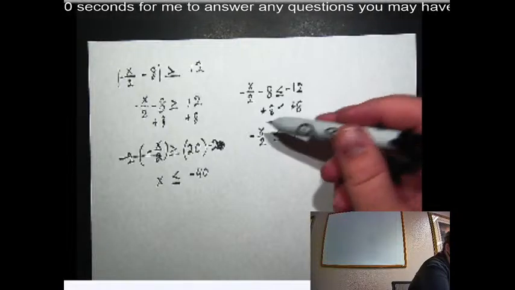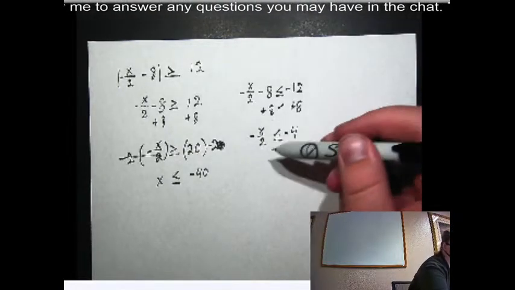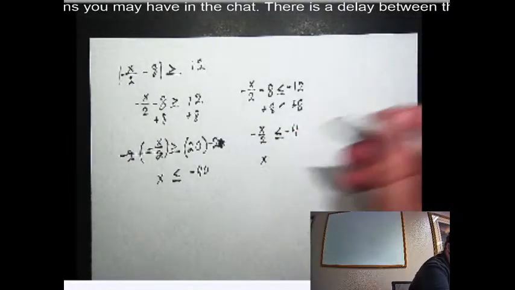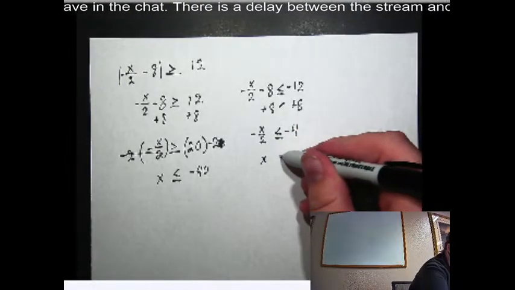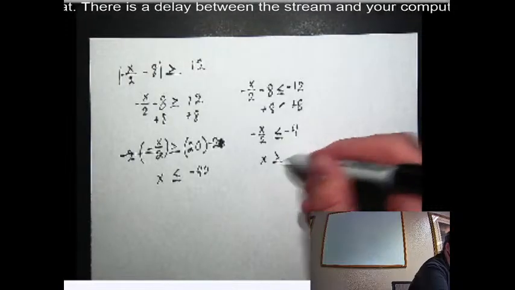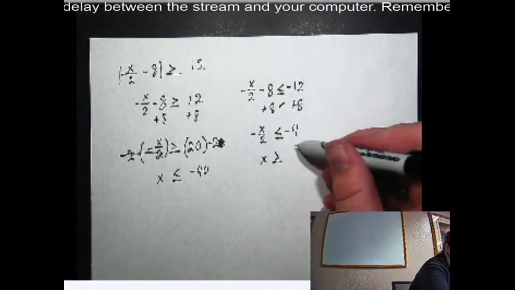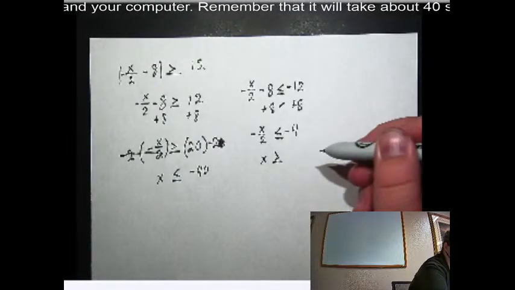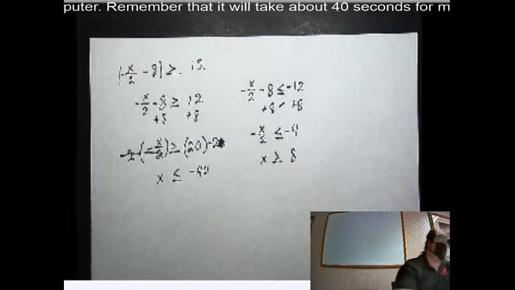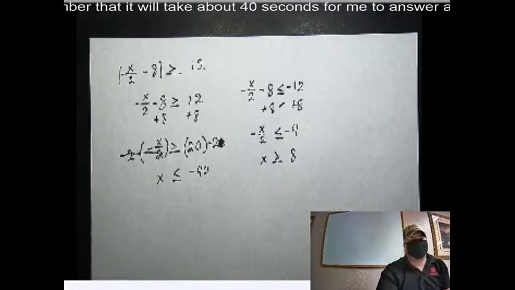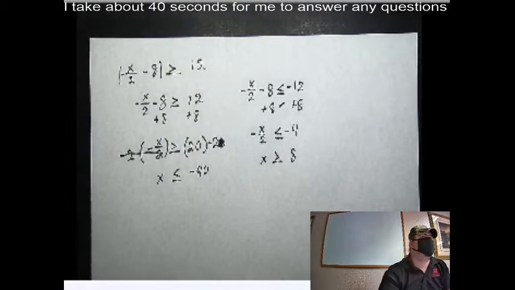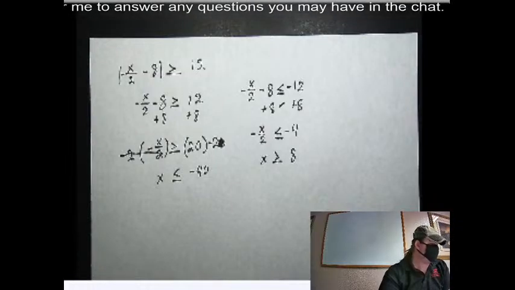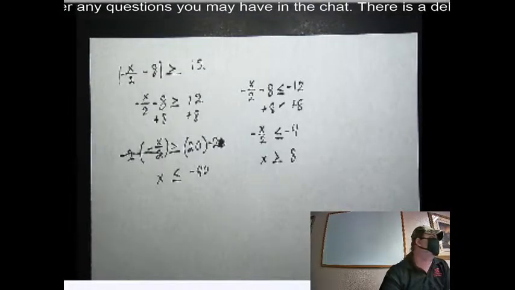Okay. So now we need to do what? Multiply. So we're going to get x is what? Greater than. Good. Then what? Is it negative? Positive 8. Yeah. Good. What questions do we have? None?